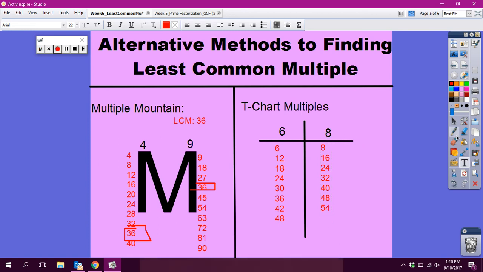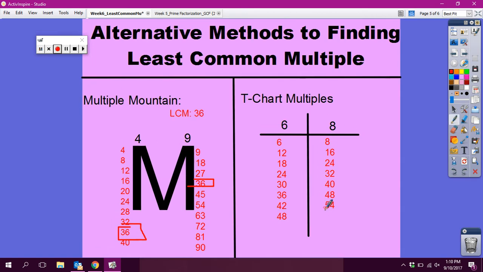Okay, so if I'm looking at my lists here, again, I like to start with my top or my highest number because you're more likely to find it quicker. So 8, don't have an 8 in the sixes. 16, nope, closest thing is 18, and that's not going to work. 24, okay, yes, I do have 24 in common.